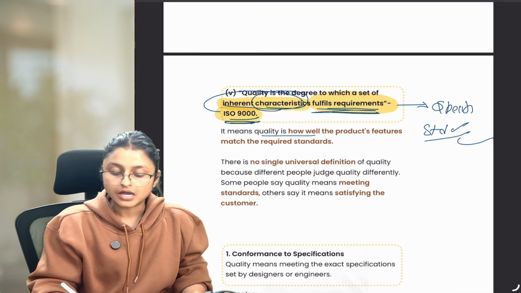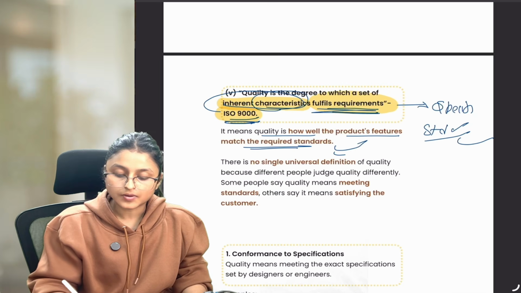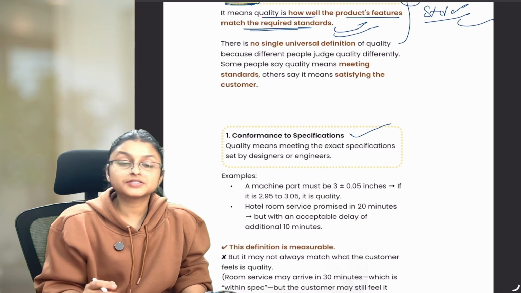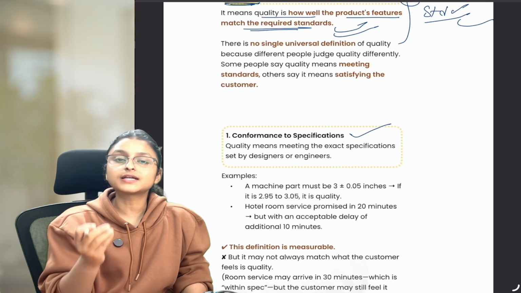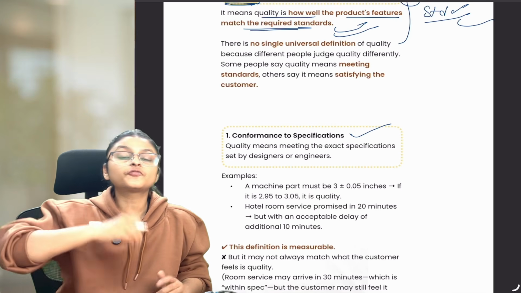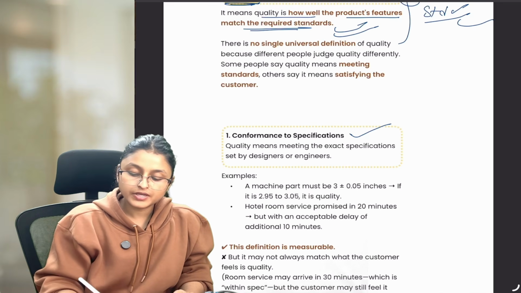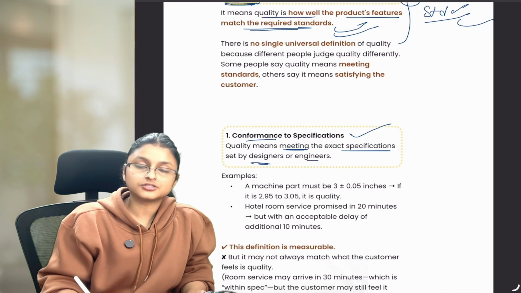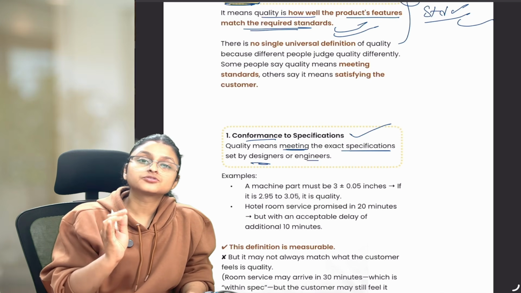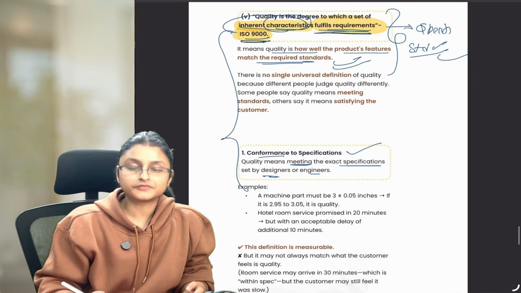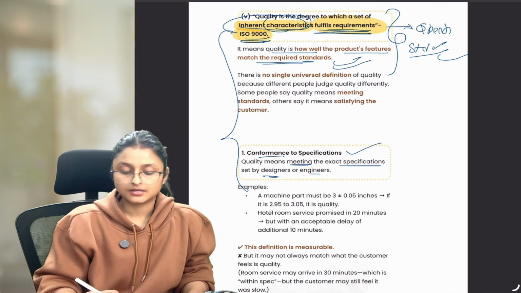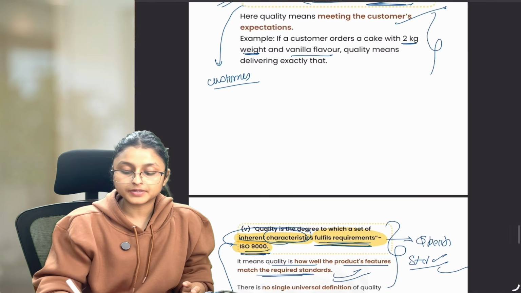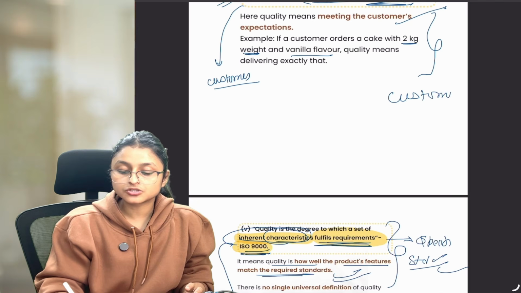It means quality is how well the product's features match the required standards. Now this can also be written as conformance to specification. Specifications are set by the designers or engineers of our organization. So if we are able to meet that specification or the standards set by designers and engineers, then it will be treated as conformance to specification. In both of these definitions, we are focusing on meeting the standards set by the organization. But in conformance to requirement, our focus is on meeting the expectation of the customer.